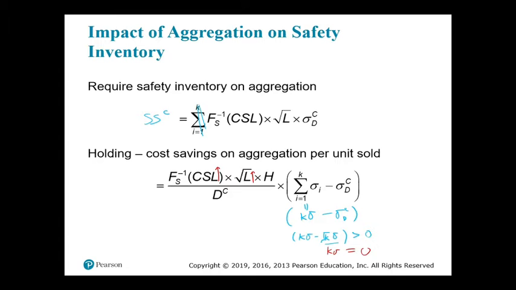And if there's more demand variability, then we also benefit more from aggregation. If we have higher holding costs, of course, we would benefit more. If we have more demand correlation, then we benefit less from aggregation.